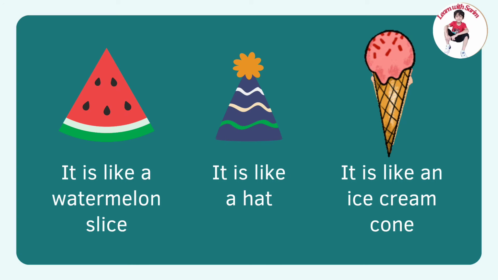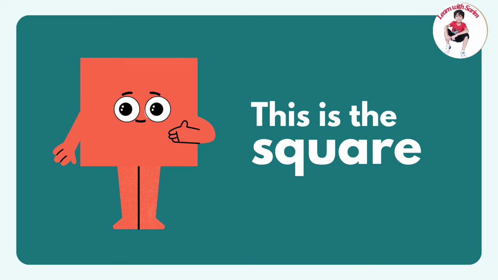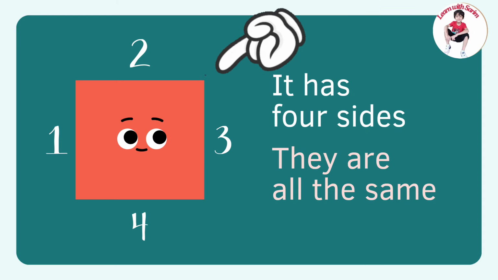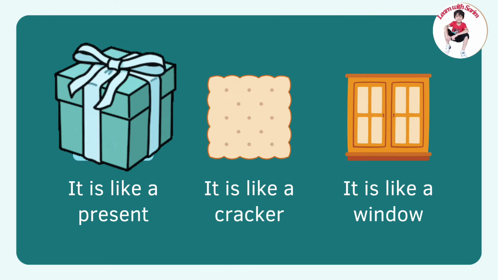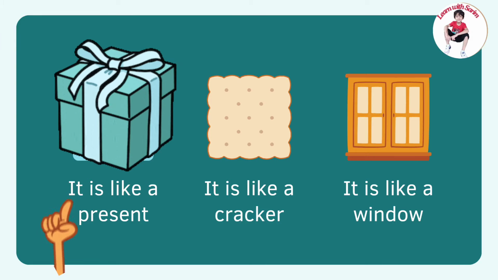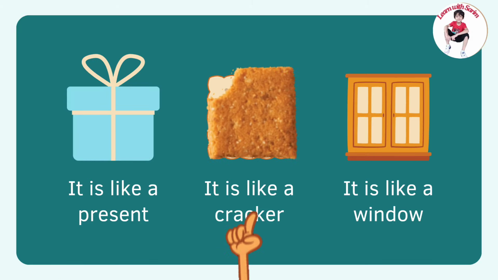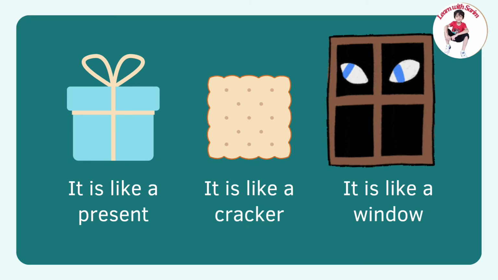This is the square. It has 4 sides. They are all the same. It is like a present. It is like a cracker. It is like a window.